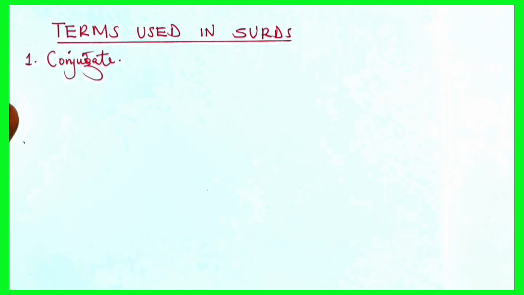Let's consider the terms that are used in surds. The first one, conjugate. We say that two surds are conjugate of each other if their product is a rational number.